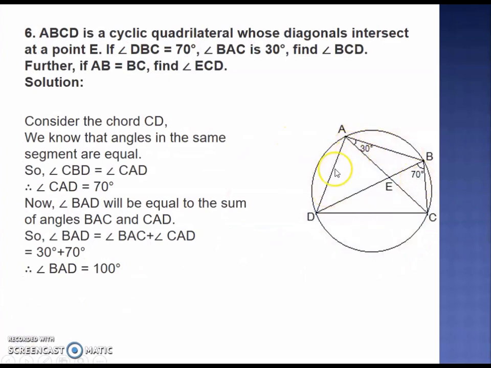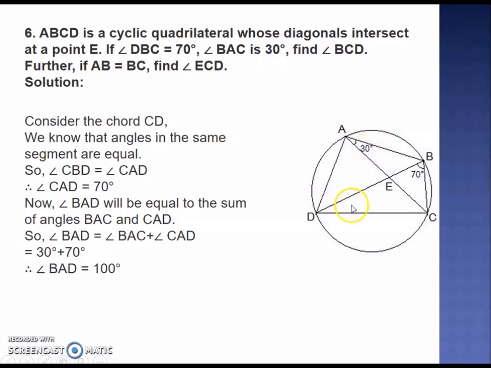It is given that ABCD is a cyclic quadrilateral and these two angles are already given to you as 70 and 30. So the first part is to find angle BCD, that is this angle. Now if you consider this particular chord BC, this BC is subtending an angle CAB at this point, and on the same side it is subtending angle BDC. So therefore BAC and BDC should both be equal to each other, the angles in the same segment.